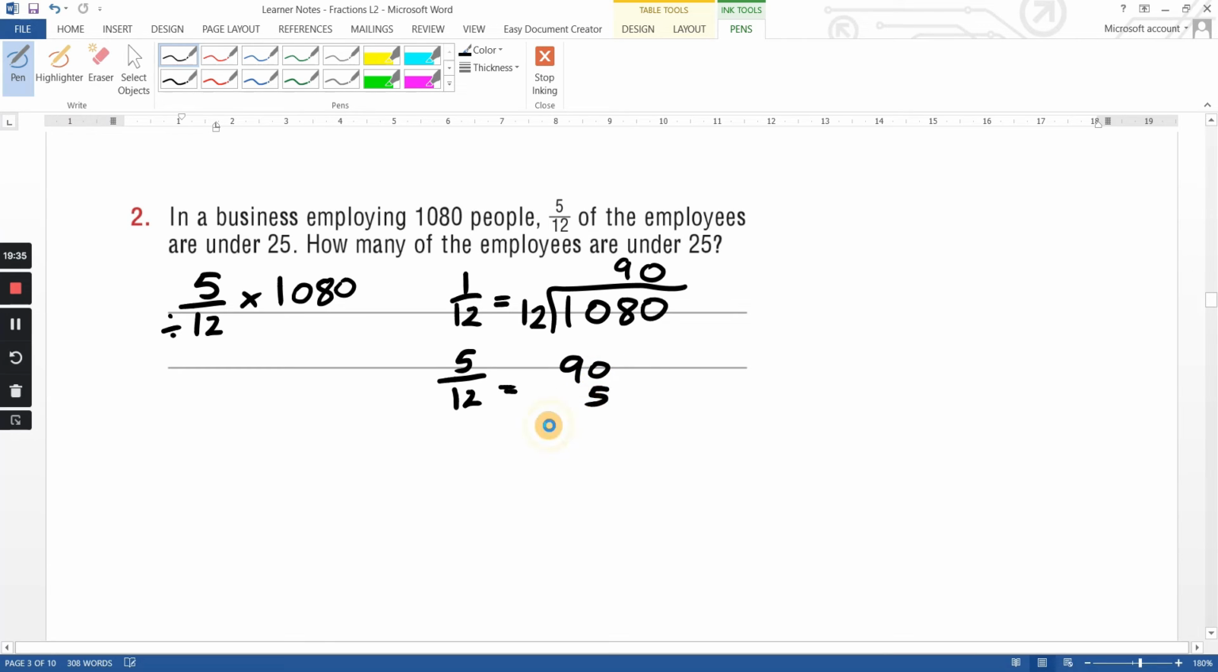So that's 5 times 90, and that's going to be 450. So my answer is 450 employees.